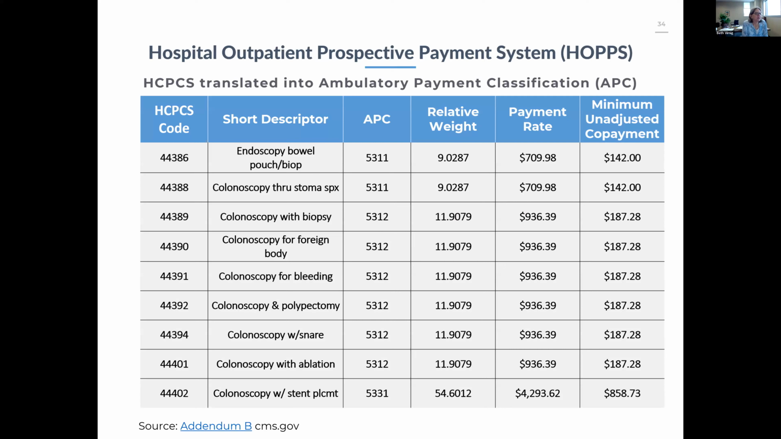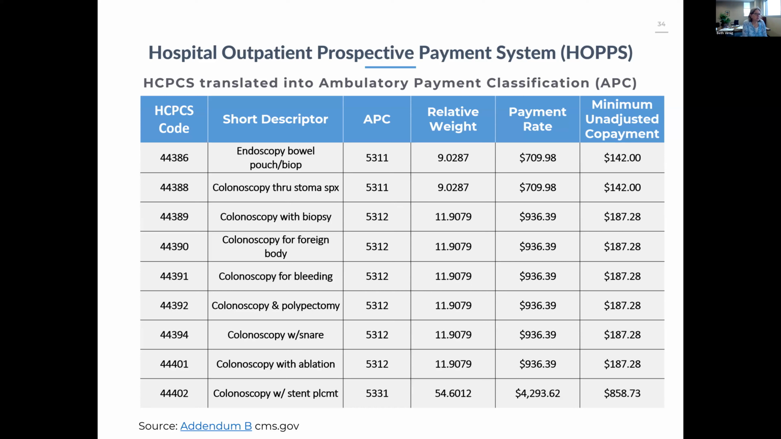Hospital outpatient is now paid on what's called the HOPPS, or the Hospital Outpatient Prospective Payment System. In this case, HCPCS are translated into ambulatory payment classifications, or APCs. They're given a relative weight. There's a payment rate that comes from it, and the minimum unadjusted copayment. So again, just as we have prospective payment in the inpatient, this is an attempt to bring the same thing into the outpatient. So for example, we've got a HCPCS code, we've got an APC, which translates to a relative weight, which translates to a payment rate, which translates to a minimum unadjusted copayment.